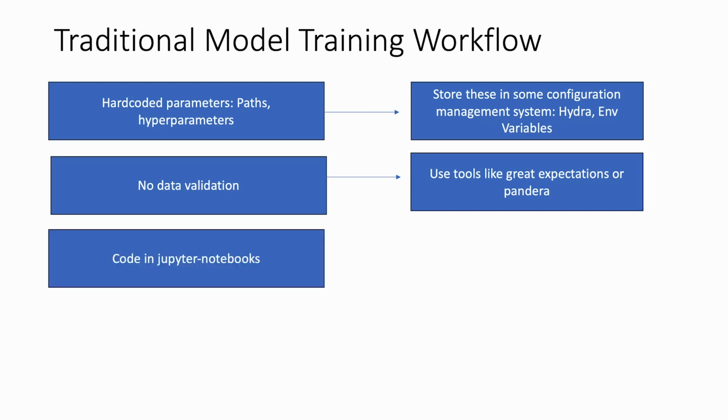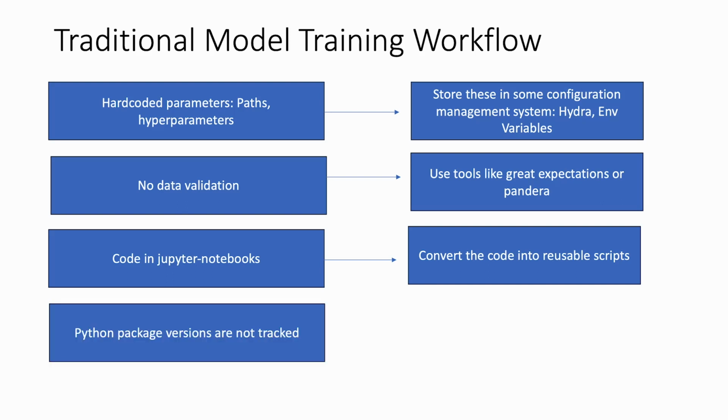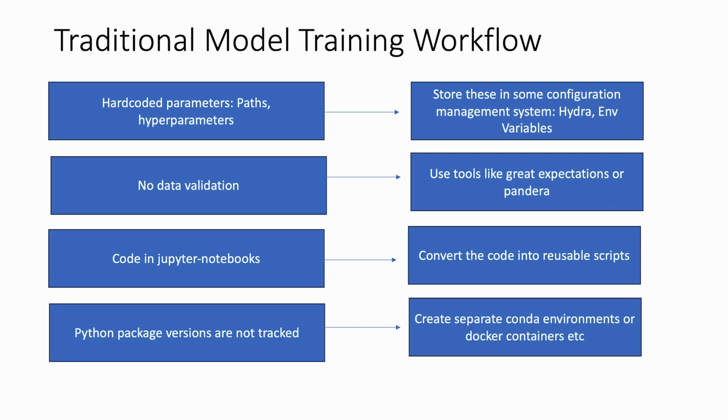All our code has been in Jupyter notebooks. What can we do about that? Well, we can port our code from Jupyter notebooks to reusable Python scripts. Lastly, we are not keeping a track of our coding environment. That is, which Python version and package versions are being used to develop our code. We can remedy this by creating separate Conda environments or package each of our training pipeline into a separate Docker container.